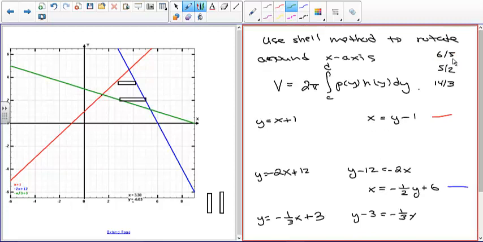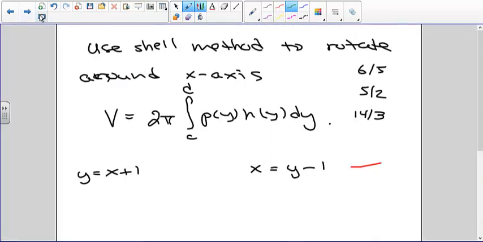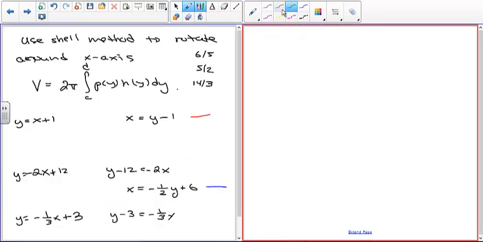And I wrote down the intersections. The lowest intersection is 6/5. This intersection in terms of y is 5/2. This intersection is 14/3. So those are going to be the things I'm going to use for the limits. Okay, so now we can do everything. Well, have we done h of y yet? We're going to have to do that.